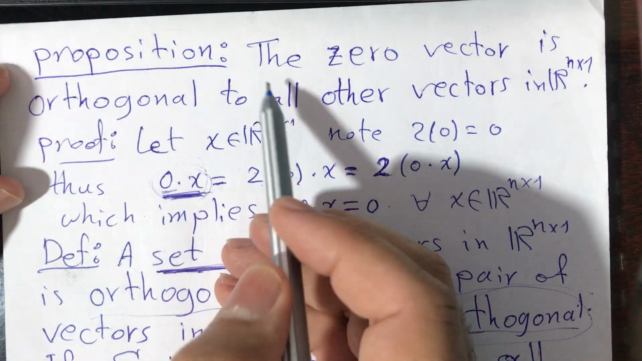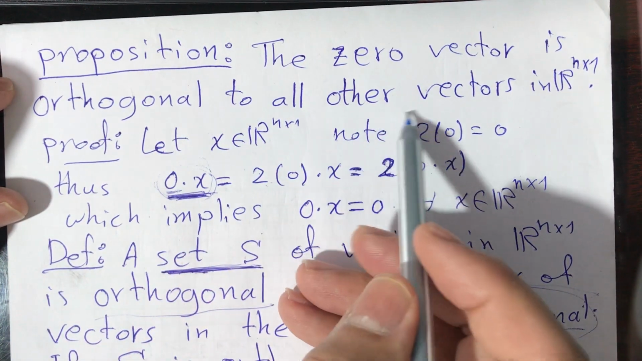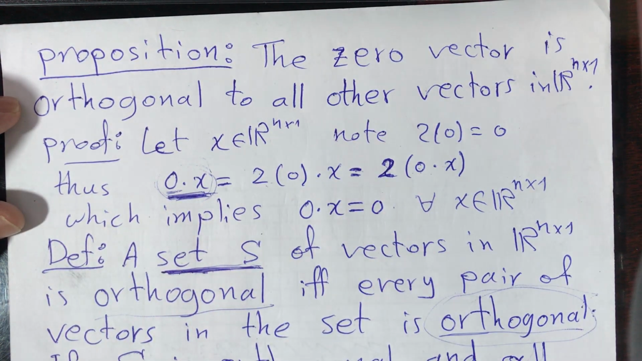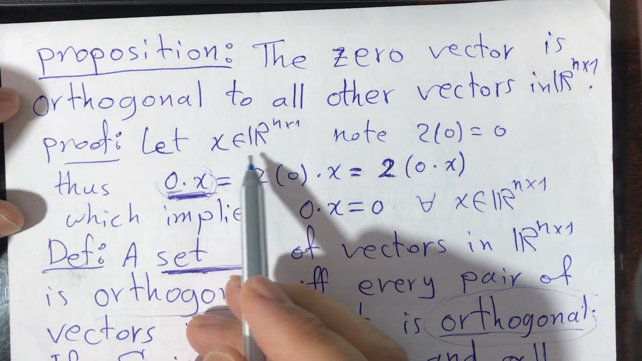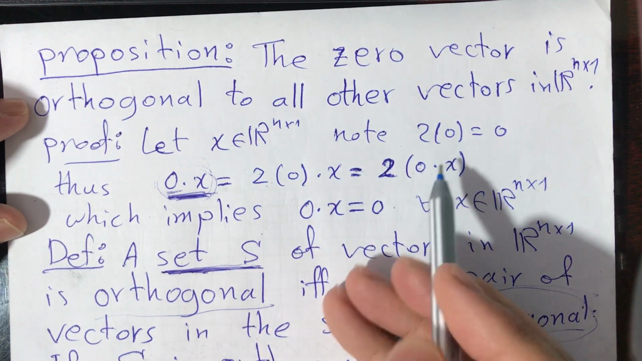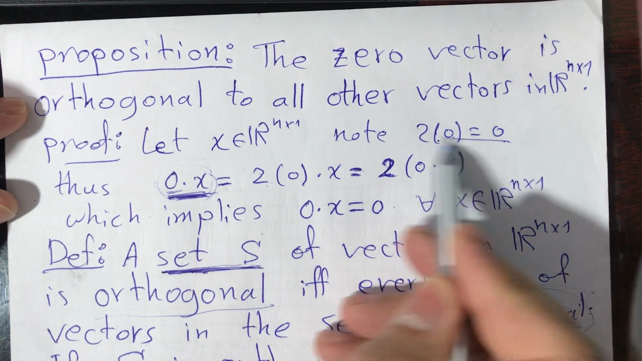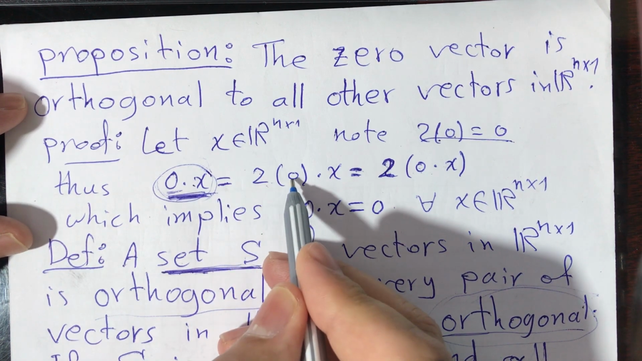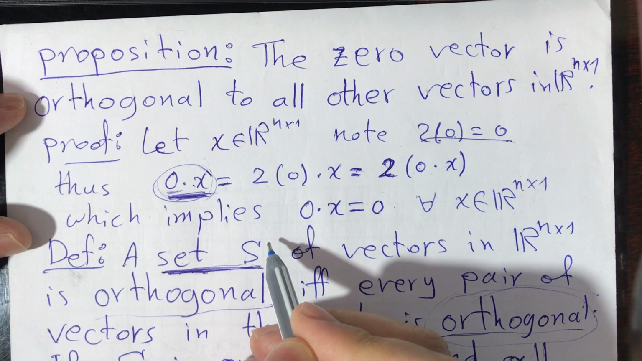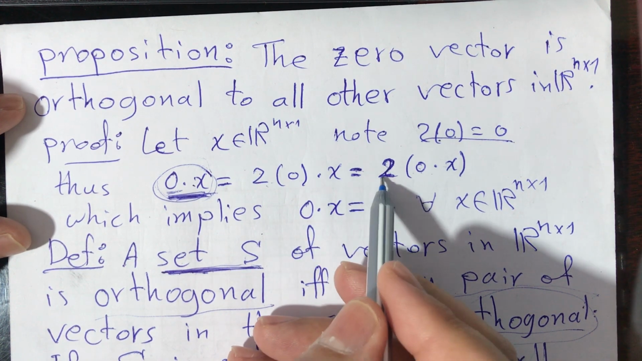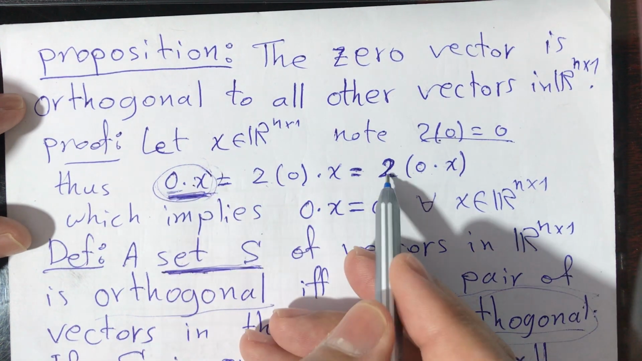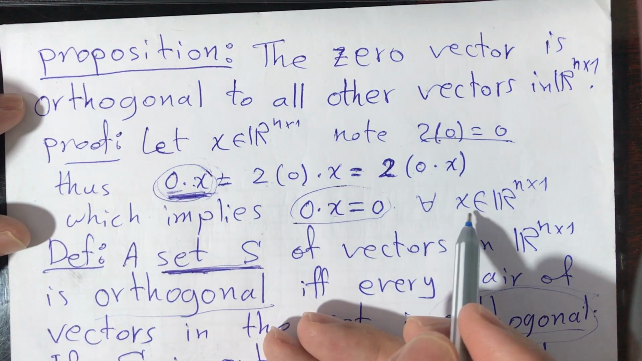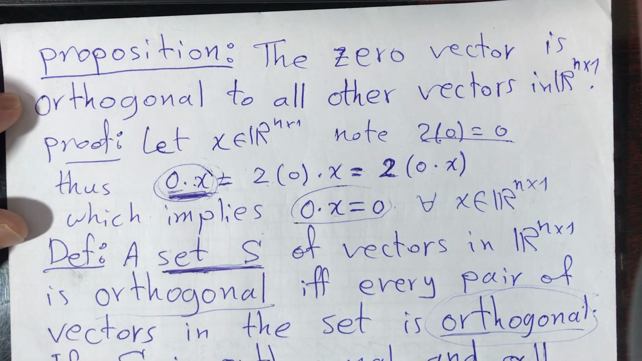And the proposition: the 0 vector is orthogonal to all vectors in R^(n×1). Let x belong to R^(n×1). We know that 2 times 0 equals 0. Thus x dot (0 dot x) is equal to x dot (2 times 0 dot x), and this is equal to 2 times (0 dot x). So 0 dot x equals 2 times 0 dot x, which implies that 0 dot x equals 0 for all x belonging to R^(n×1).